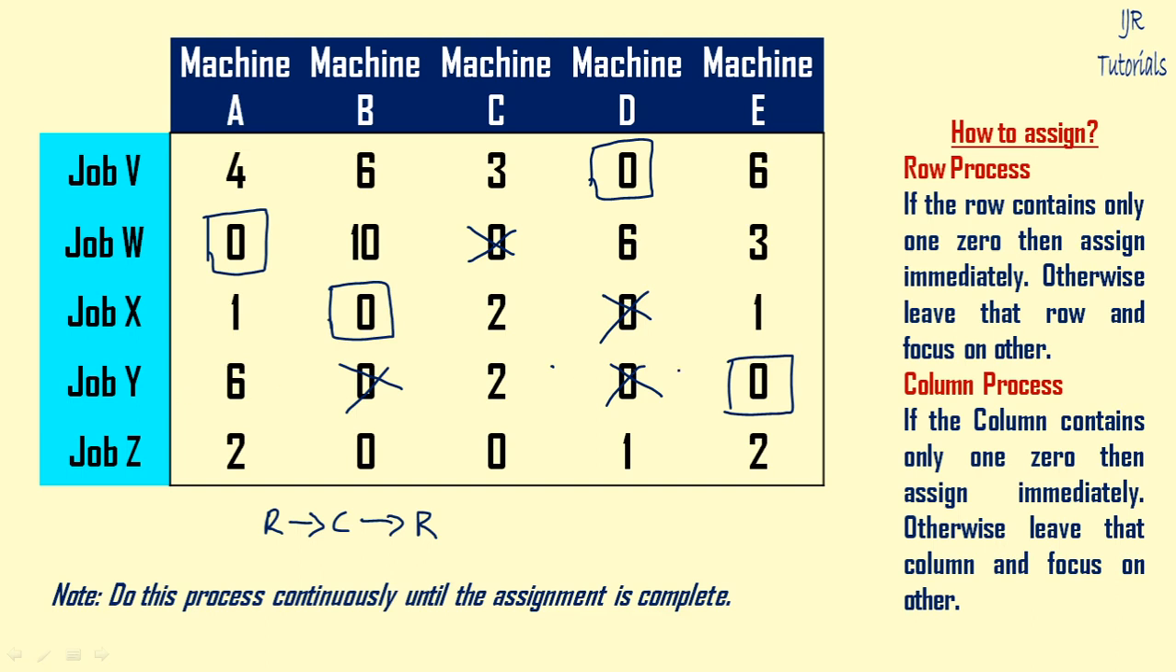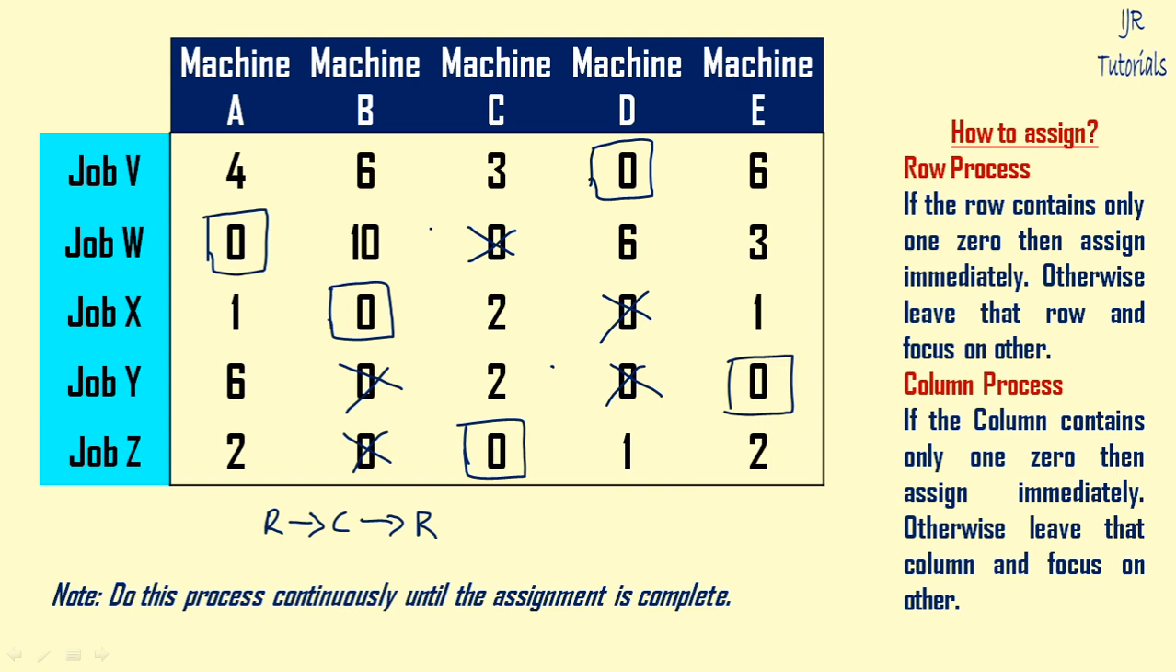And see the next one. This one is completed. Only one zero is there. So we can directly assign this one like this. So once we assign and once we confirm that there are no leftover zeros, that means no leftover zeros means assignment completed. That is, we can reach the optimal solution.